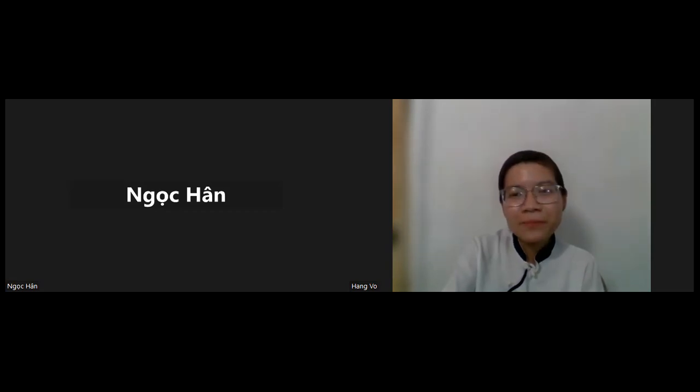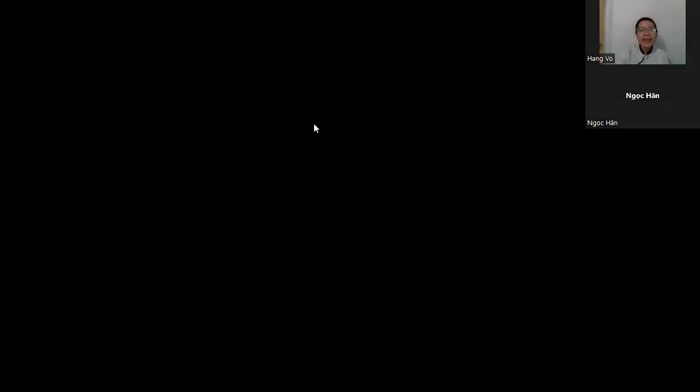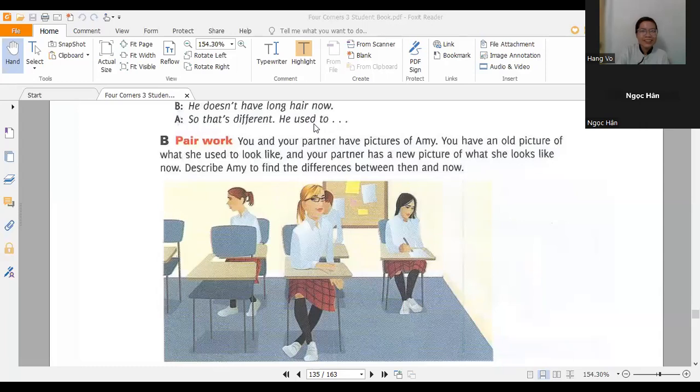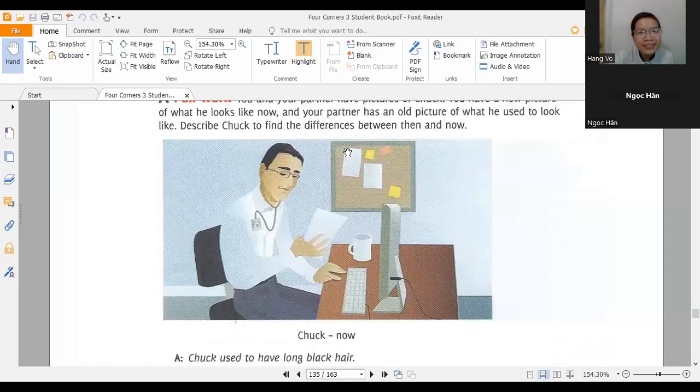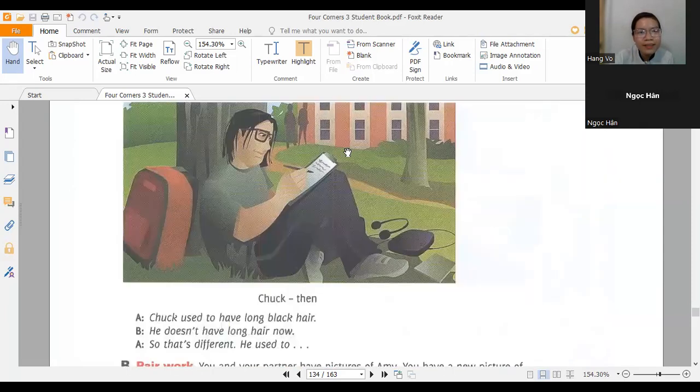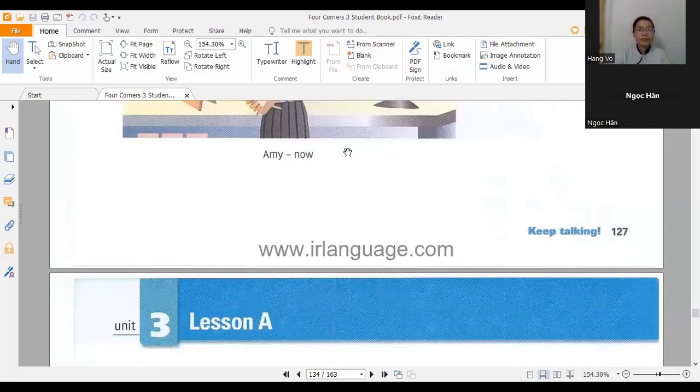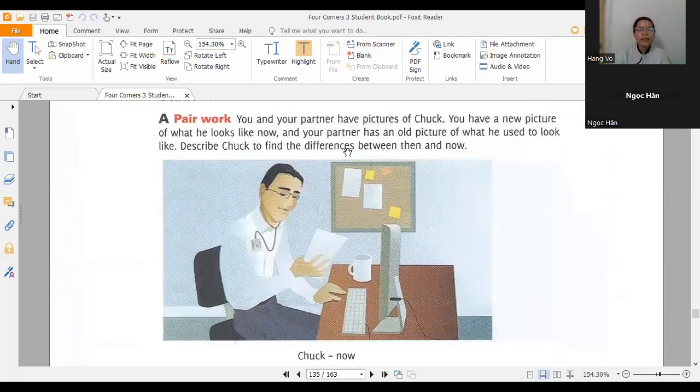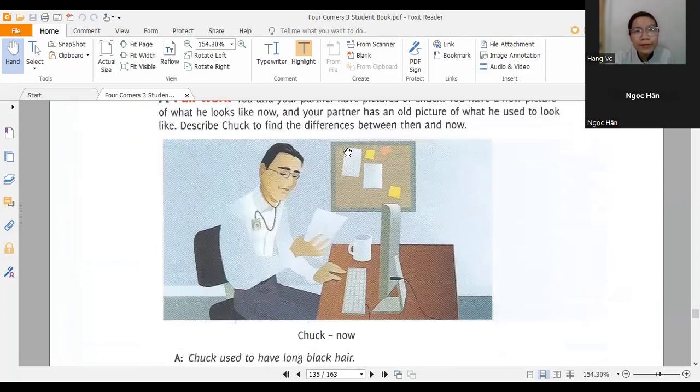Would you like to have a look at how Chuck and Amy look now? I'm going to share the screen with you. This is Amy now. So she looks younger, right? Yes. And this is Chuck now. Does he look younger? Yes. Amy looks younger and she's short-sighted. Okay, we have had a really fun activity.